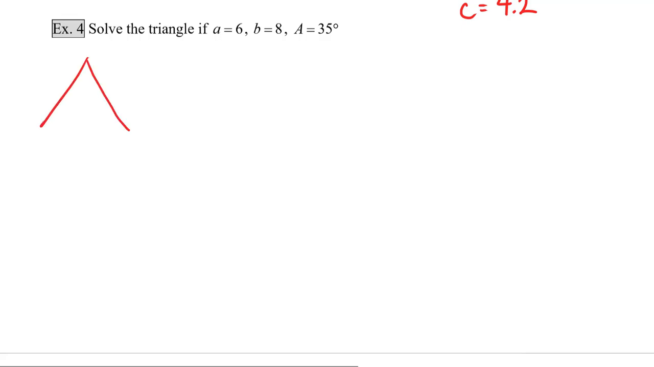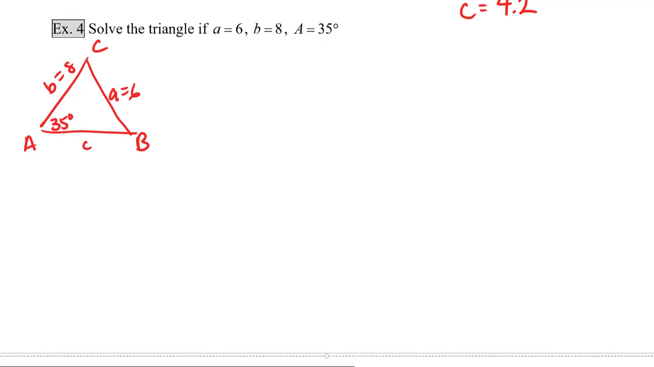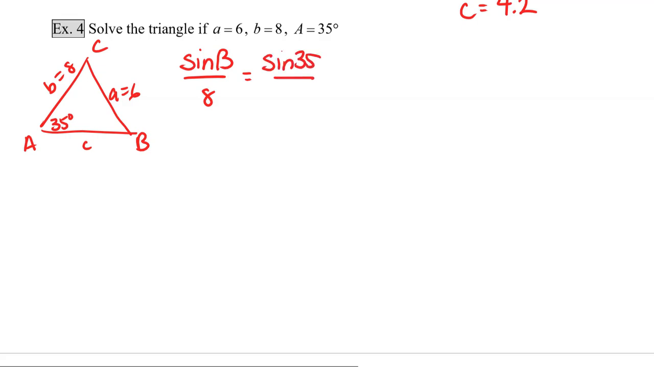Example 4. Solve the triangle if a equals 6, b equals 8, and A equals 35. Again, I will start by drawing a triangle. I'll say this is A, and that's 35. Its opposite side is 6. If b is equal to 8, then this has to be angle B, this is angle C, and this is side c. So I'll start by looking for angle B. So the sine of B over 8 is equal to the sine of 35 over 6.